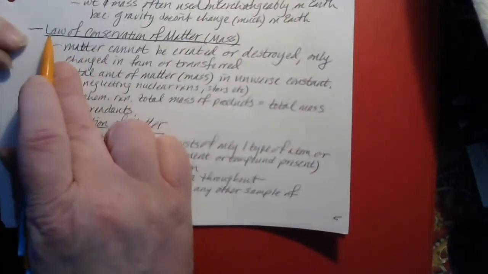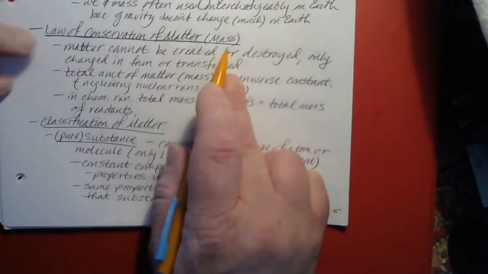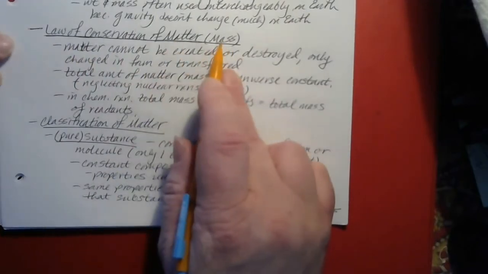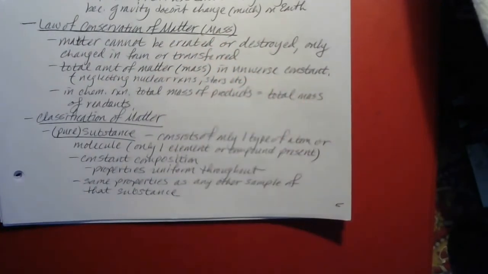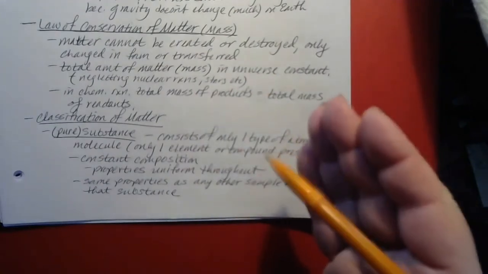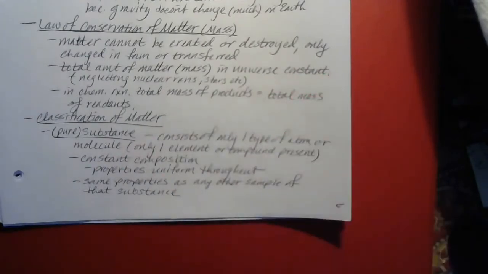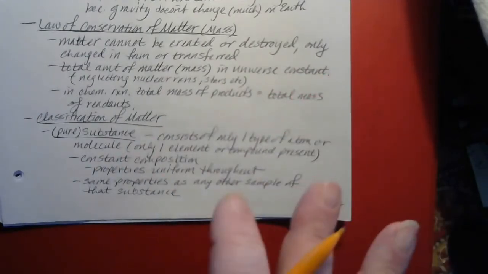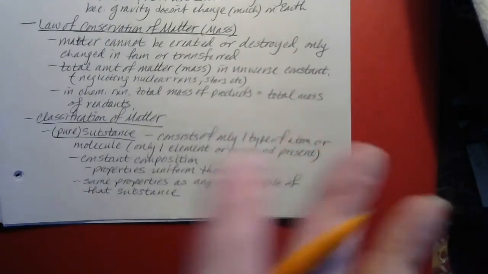As long as we're talking about matter and mass, we might as well mention the law of conservation of matter, also known as the law of conservation of mass. What this says is that matter cannot be created or destroyed. It can just be changed in form, or it can be transferred. So the total amount of matter in the universe is constant.